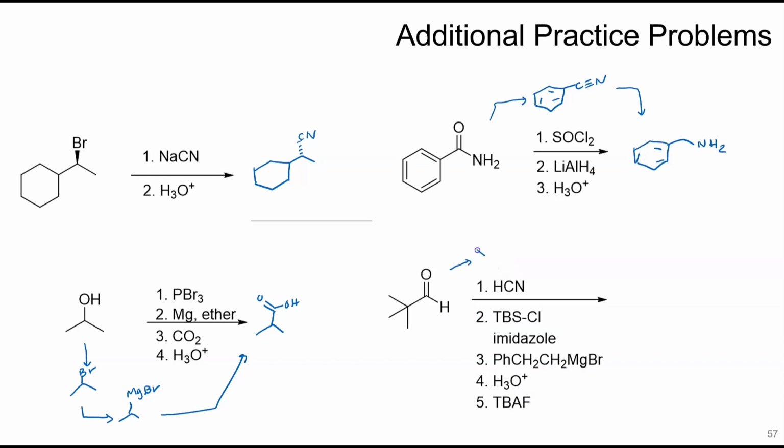HCN, that's going to make a cyanohydrin. TBS chloride, that's a protecting group. Then we're going to add a Grignard. That will make a carbonyl with this group here, and then TBAF will deprotect.